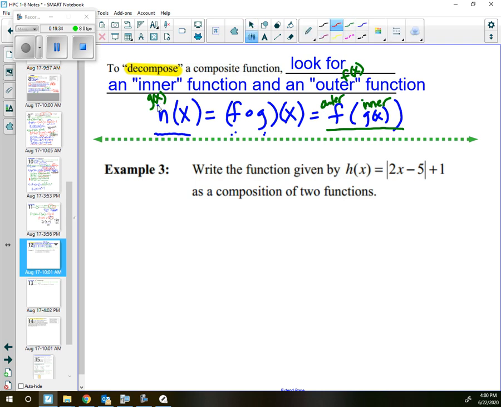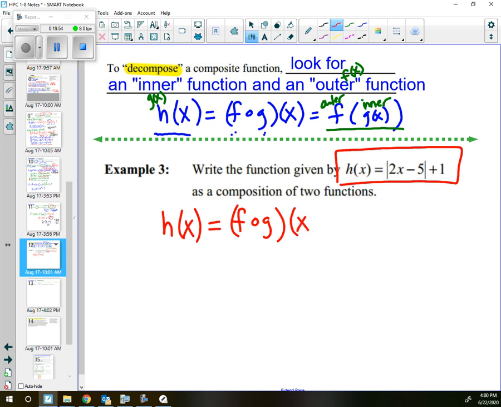So let's just give one a try here. And there's, by the way, lots of different ways to do this. So h of x is this absolute value equation: the absolute value of 2x minus 5, plus 1. So the h of x is kind of like the final answer. It's almost like Jeopardy. You have to figure out what the question is. So we're going to try to do this as a composition of two functions. So f composed with g of x, which means it's f of g of x. So we need this inner function, the g of x, and we need an outer function, f of x.